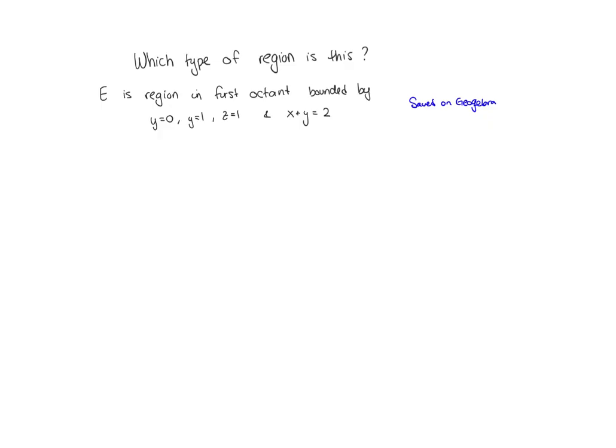Okay, in this example, we want to look at this region and see which type of region it is. And so we want to know, again, if it's type x, type y, or type z. And then we'll talk about how to actually set it up in those different ways, just so we can get some practice. And so it's the region in the first octant. So I know x, y, and z are all positive, bounded by y equals 0, y equals 1, z equals 1, and then x plus y equals 2.